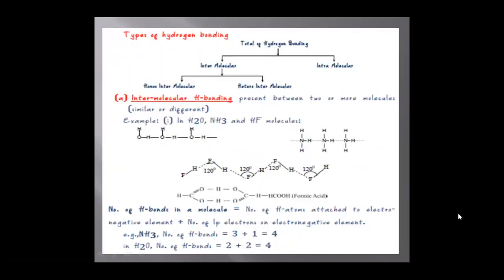Types of hydrogen bonding. Mainly there are two types: intermolecular hydrogen bonding and intramolecular hydrogen bonding. Intermolecular hydrogen bonding can be homo-intermolecular or hetero-intermolecular. It is present between two or more molecules, similar or different. For example, water and ammonia molecules.